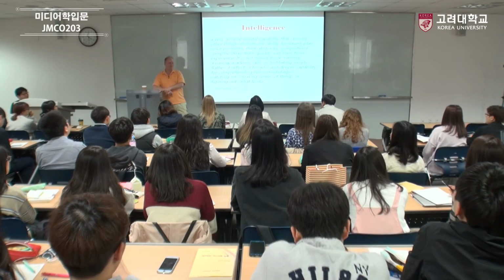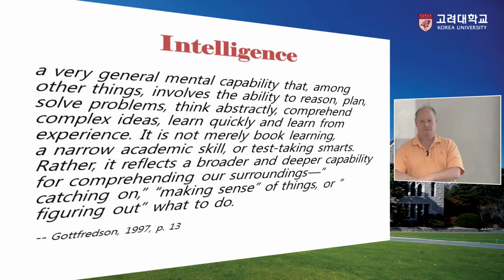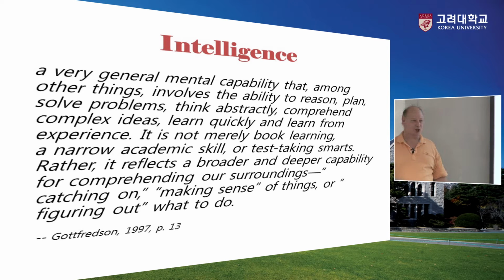Next slide. One of my personally favorite topics in social science is the research on intelligence. Here's a long and elaborate definition of intelligence. The key here is basically your ability to make sense out of things, ability to catch on, ability to figure out stuff. Some people are better at it than others.